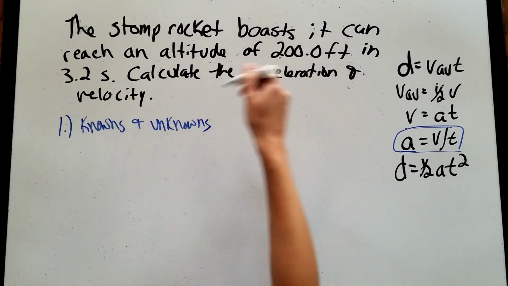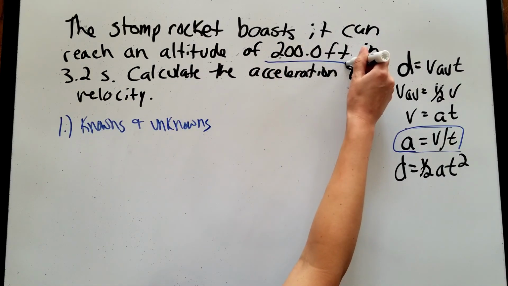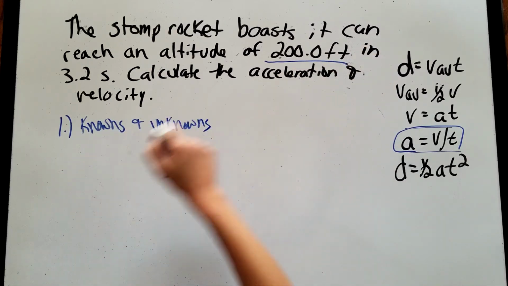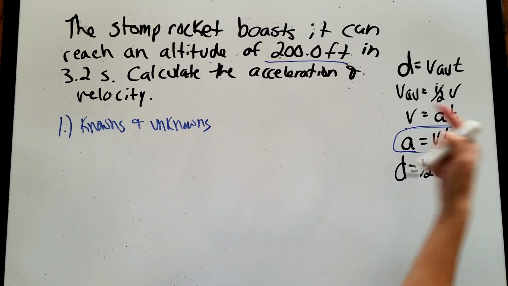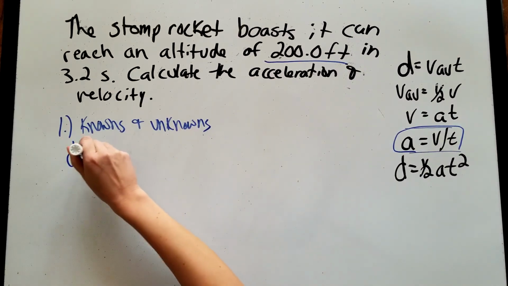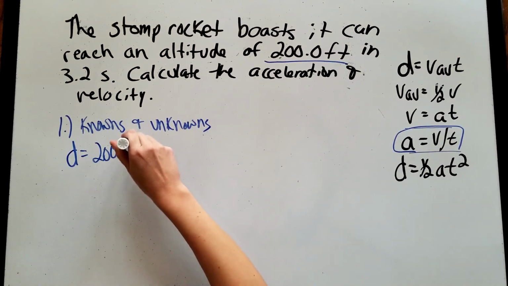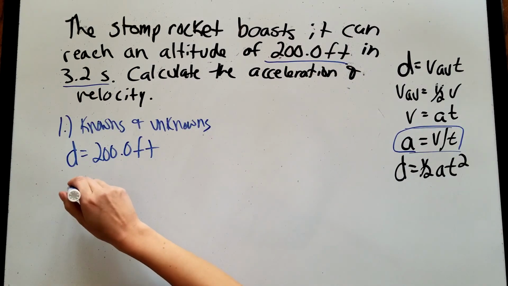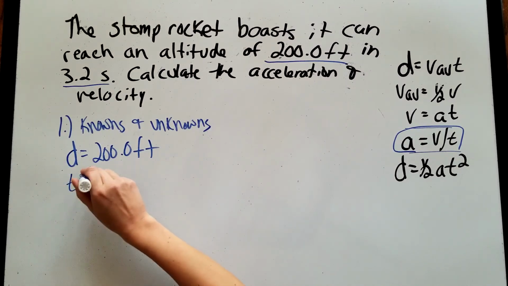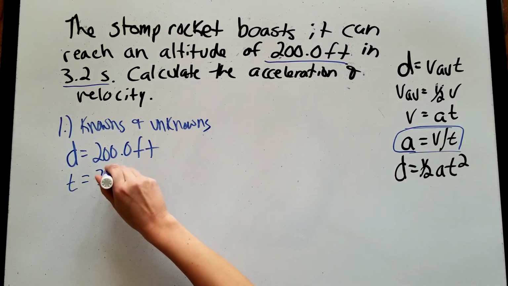So my knowns, let's see. The first number I see is 200 feet. Is that a distance, a velocity, an acceleration, or a time? It is a distance. Next, I see 3.2 s. That's seconds, so 3.2 seconds. That is a time, so I'm going to label that as t.